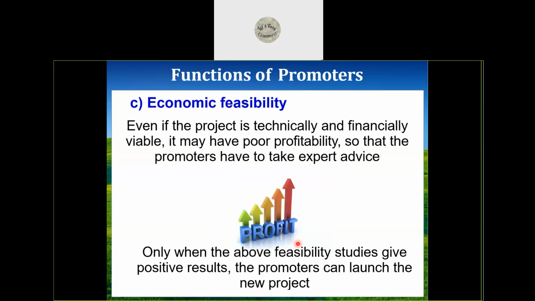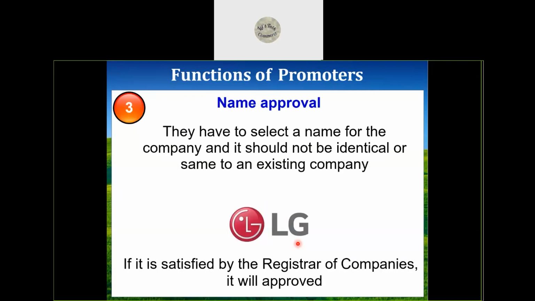Then C point is economic feasibility. Even if the project is technically and financially viable, means it is suitable, that it is possible, it may have poor profitability, so the promoters have to take expert advice. Only when the above feasibility studies give positive results, the promoters can launch the new product. So we need to check if the project is giving us profit or not. That we are making this project, technically we can make it, I have the money also to make it, but will it earn profit? Will customers buy the product? Will customers be interested in taking this product? And how much is my profit margin? Depending on these feasibility studies, then I will decide about the product.